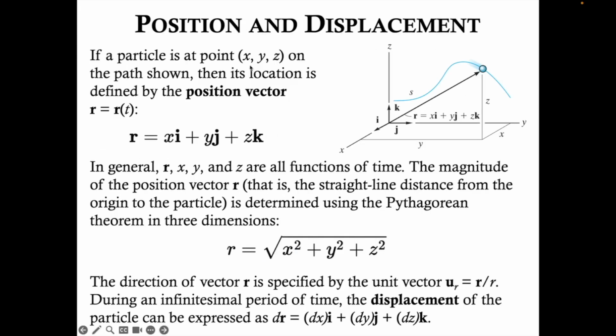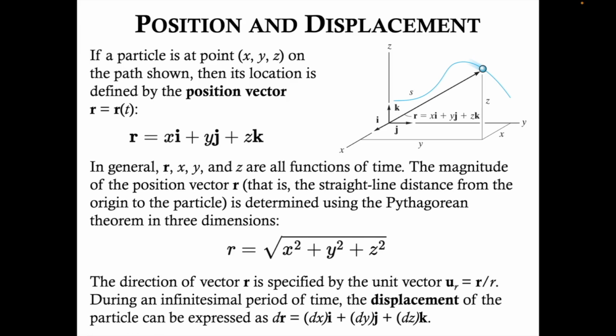So if the particle at this moment is at point x, y, z, then its location is defined by the position vector r equals r as a function of time, where vector r equals x i hat plus y j hat plus z k hat. In general, vector r and the scalar coordinates x, y, and z are all functions of time.